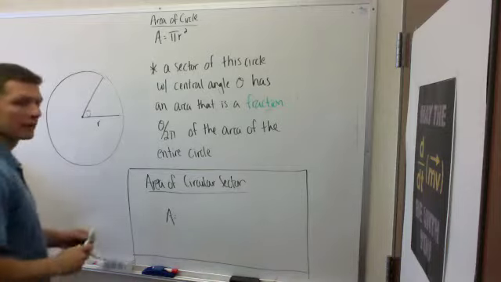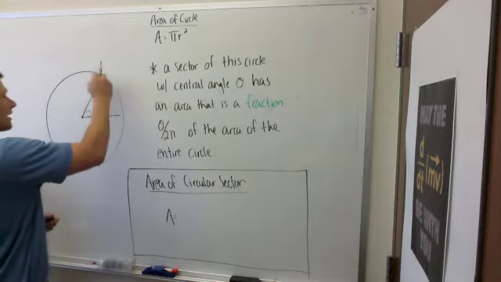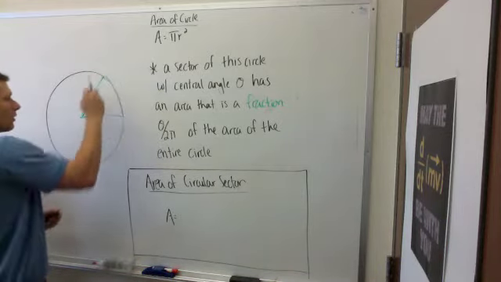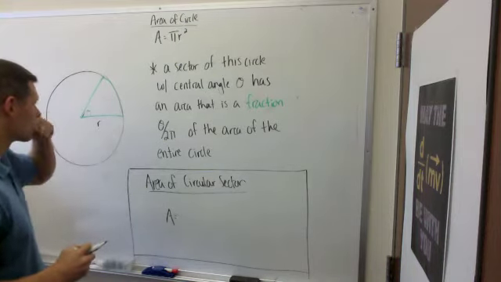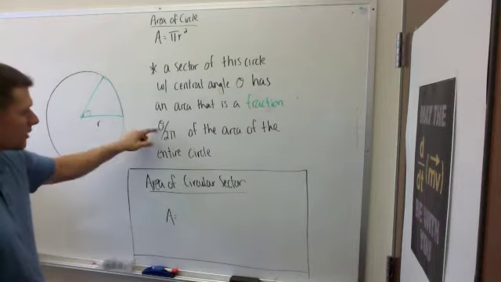Okay, so we're trying to find an area of a sector. So what's the area of this sector? Well, that's a fraction of the whole pizza, right? It's a part of the whole pizza. What fraction is it? Well, it's theta over 2 pi.